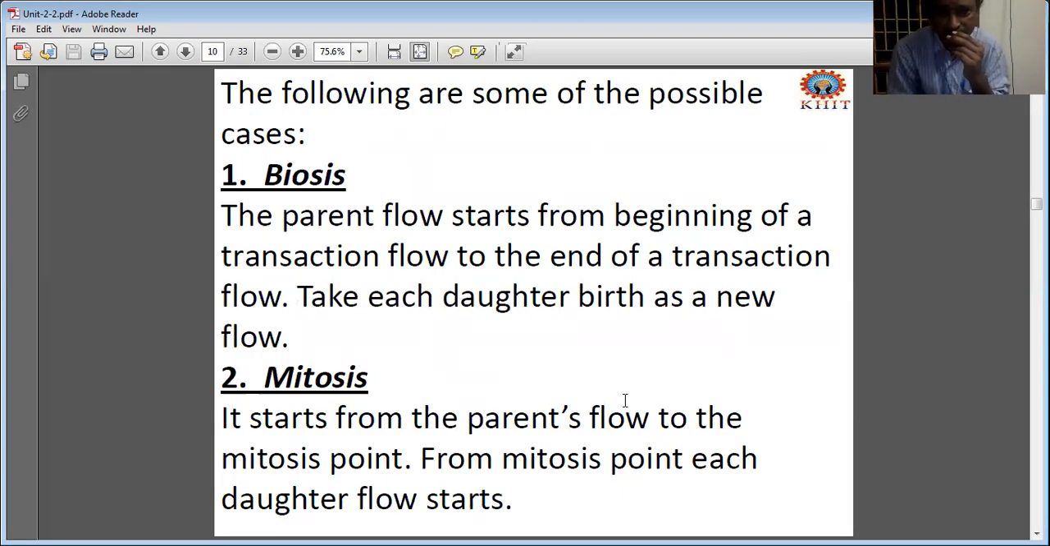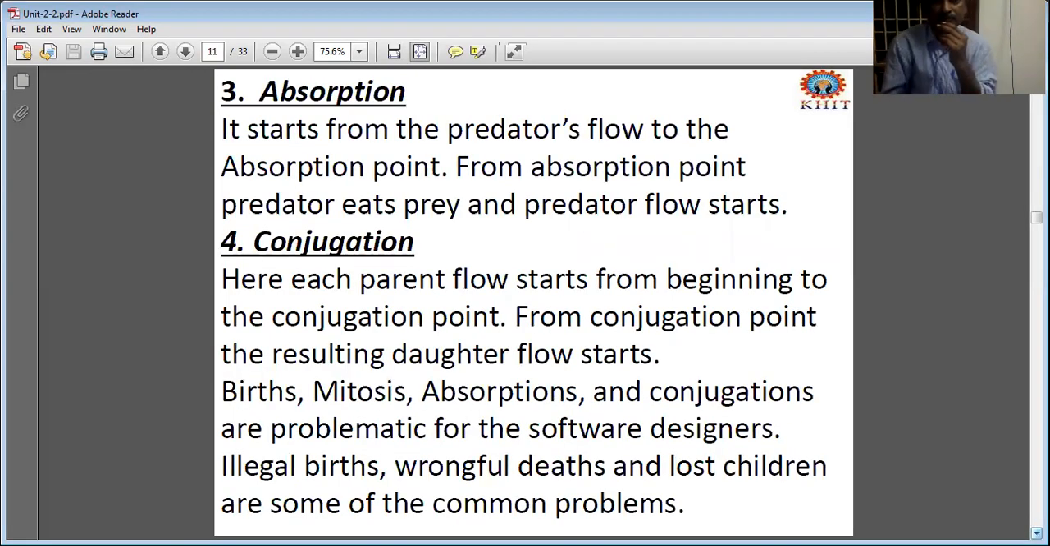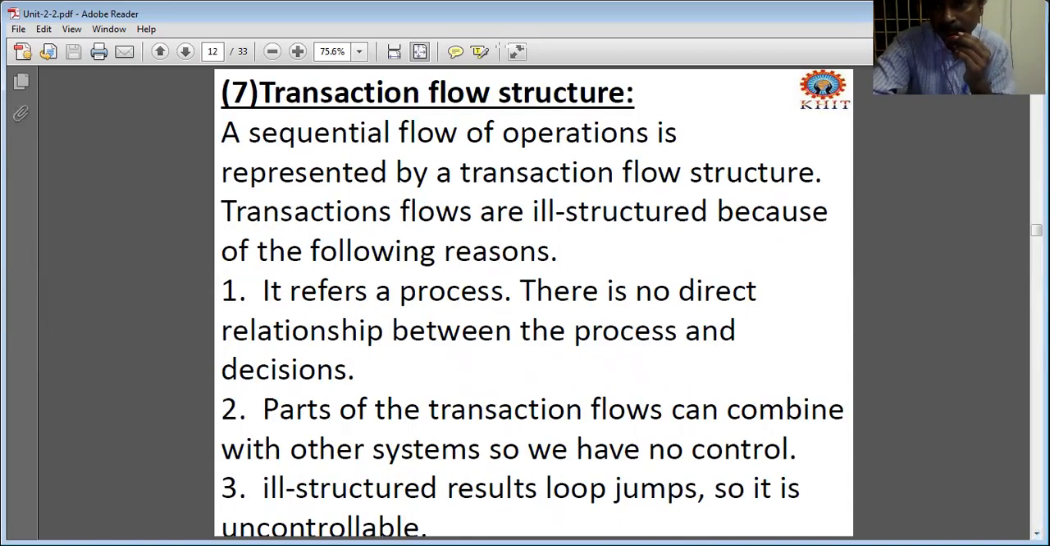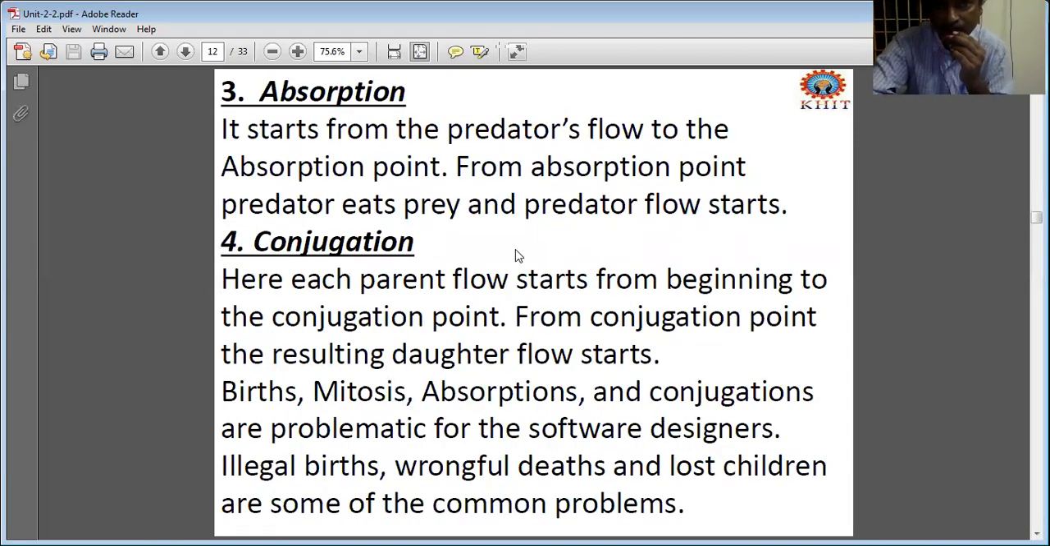Mitosis: it starts from the parent flow to the mitosis point. From the mitosis point, each daughter flow starts. Then next, absorption: it starts from the predator flow to the absorption point. From the absorption point, the predator eats the prey and the predator flow starts. Conjugation: here each parent flow starts from the beginning to the conjugation point. From the conjugation point, the resulting daughter flow starts. Births, mitosis, absorption, and conjugations are problematic for software designers. Illegal births, wrongful deaths, and lost children are some of the common problems.